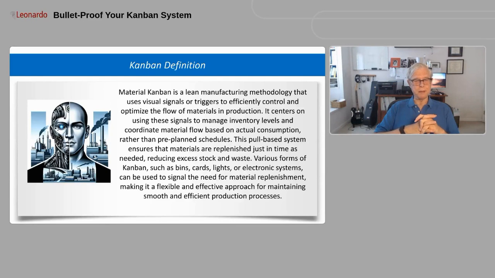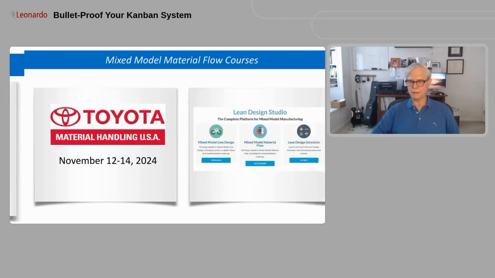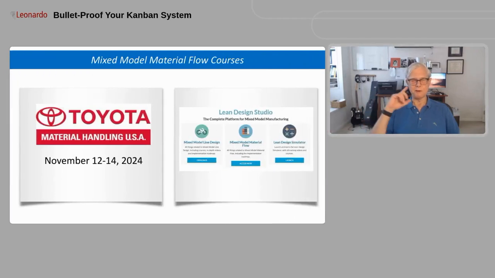Various forms of Kanban, such as bins, cards, lights, electronic systems, can be used to signal the need for material replenishment, making a flexible and effective approach for maintaining smooth and efficient production processes. Wonderful. So that's our definition. Now we could spend a lot more time on talking about Kanban, but I'm going to move on here so you can dig into that on your own, I think.